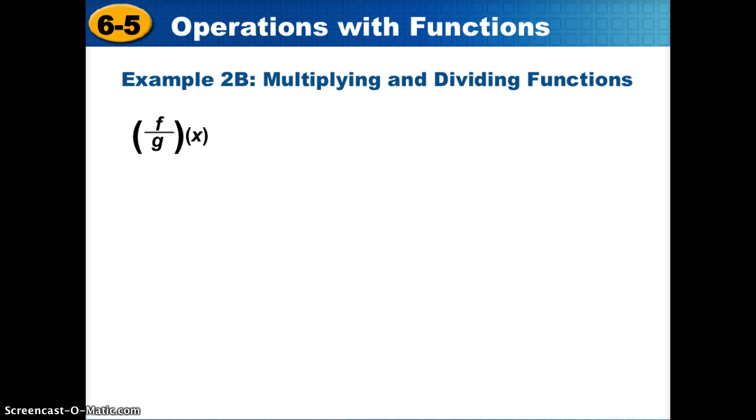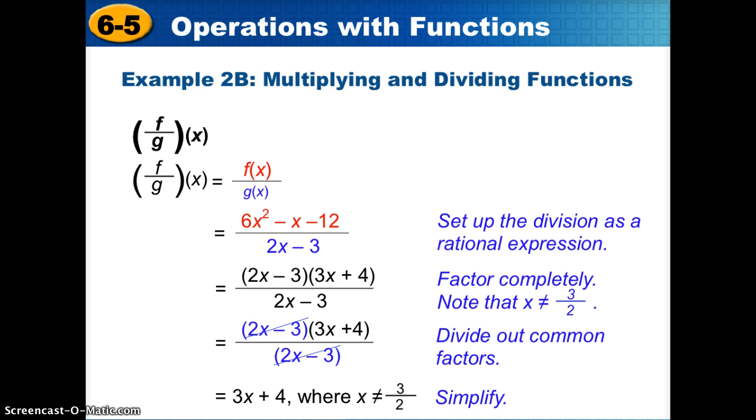Make sure you do GCFs first and then use the rainbow rule. And if you have any questions about this, let's either go over it in extra help or in class. Our final answer to our new function f over g of x is 3x plus 4, and the excluded value is 3 over 2, and that was because of the hole that we ended up finding when we factored.